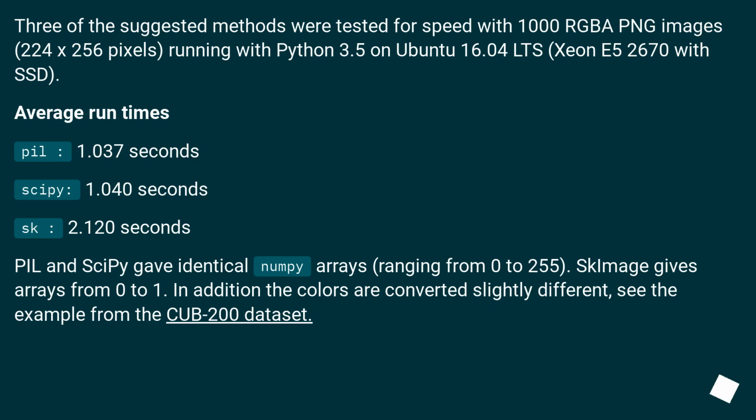PIL and SciPy gave identical NumPy arrays, ranging from 0 to 255. Skimage gives arrays from 0 to 1. In addition, the colors are converted slightly differently. See the example from the CUB-200 dataset.